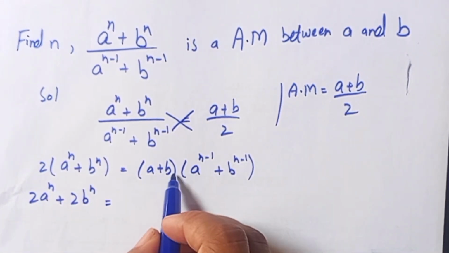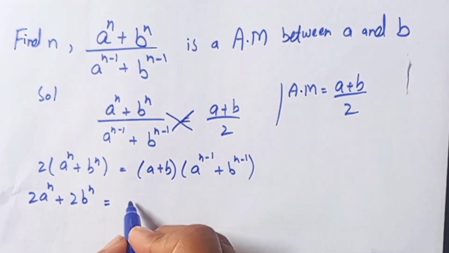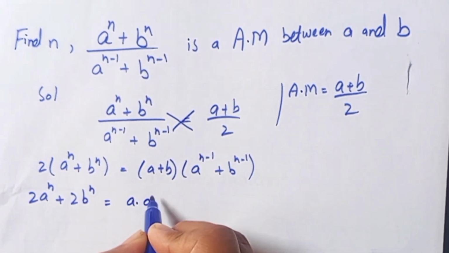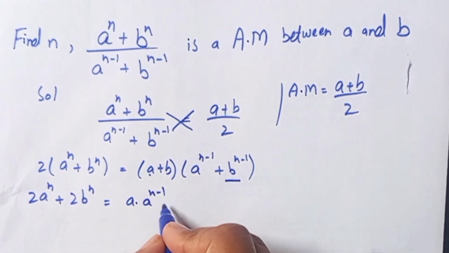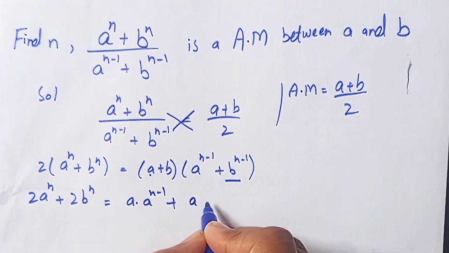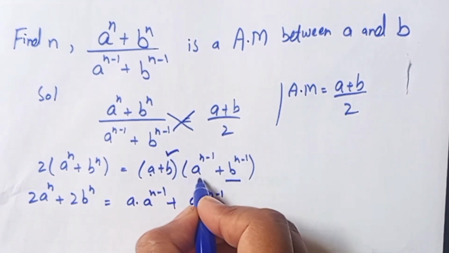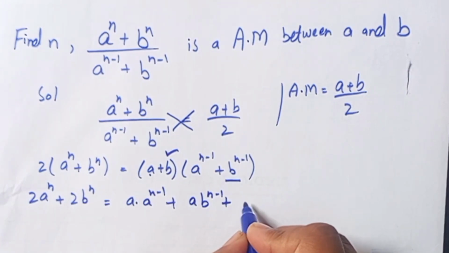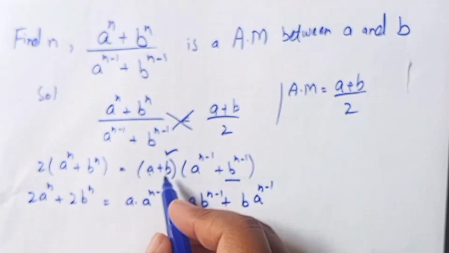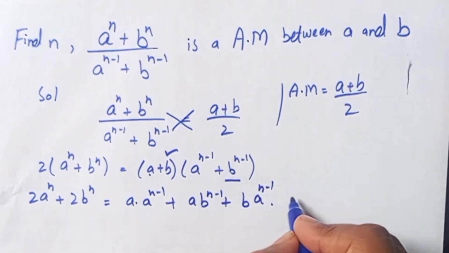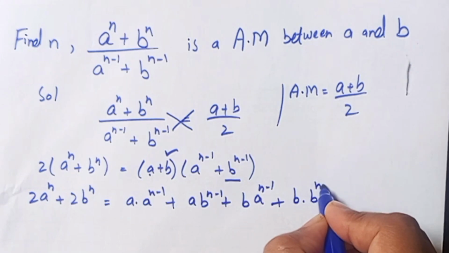Now we multiply these two values. Multiply a by this, so we get a times a^(n-1). Multiply this a by the second value, so we get plus a times b^(n-1). Now multiply this b by a^n... we get plus b times a^(n-1). Multiply this b by the second value, so we get plus b times b^(n-1).